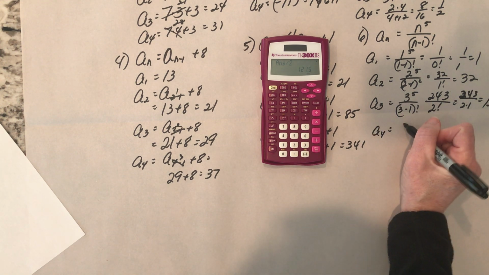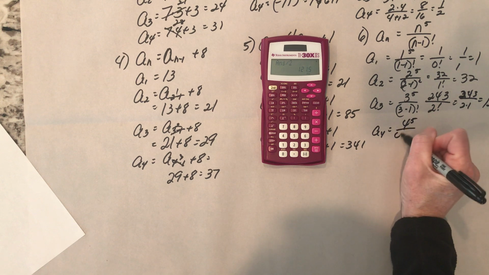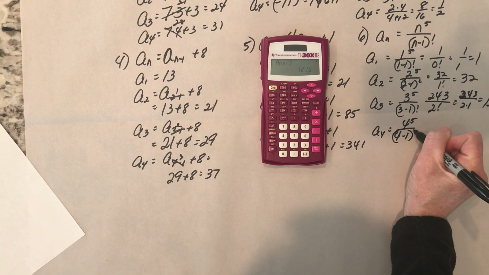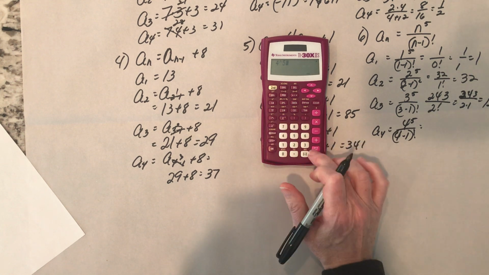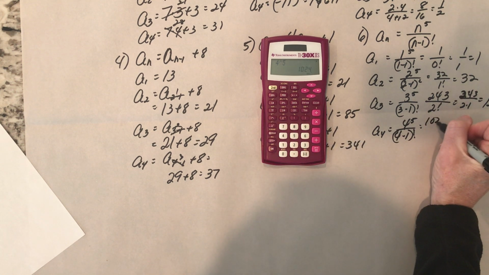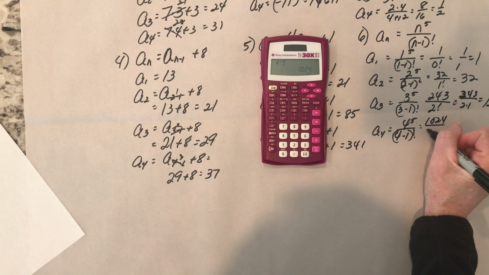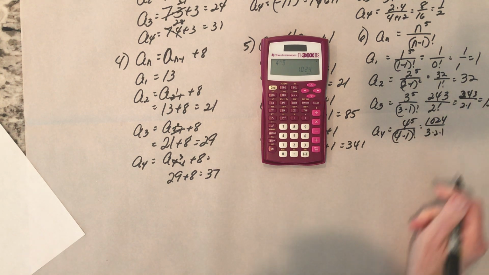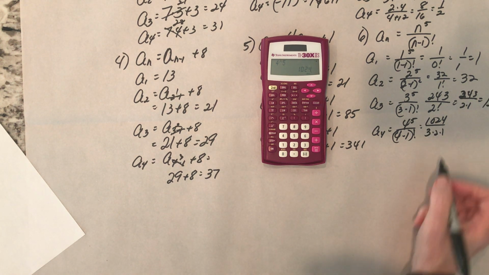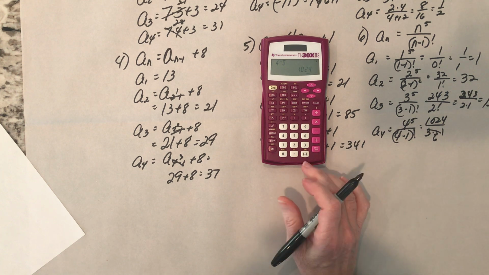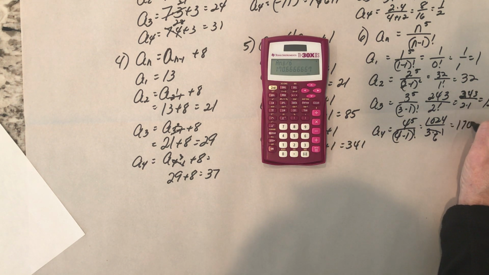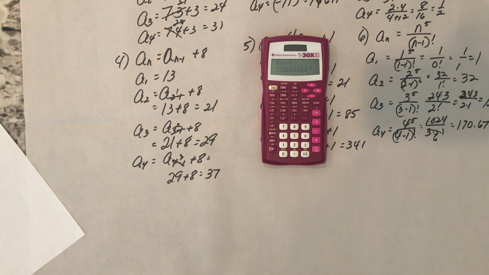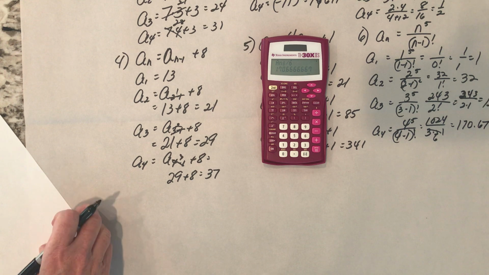A sub 4 is going to be 4 to the 5th power over 4 minus 1 factorial. 4 to the 5 will give you 1024 over 3 factorial, so 3 times 2 times 1. This is 6, so we're doing 1024 divided by 6 and getting 170, round to the nearest hundredth. So 170.67.